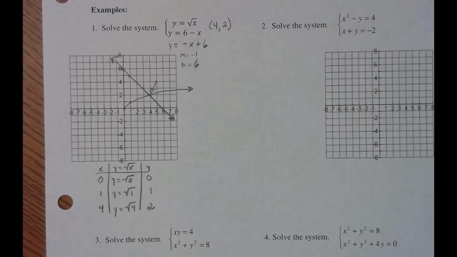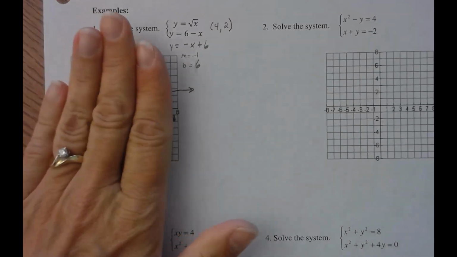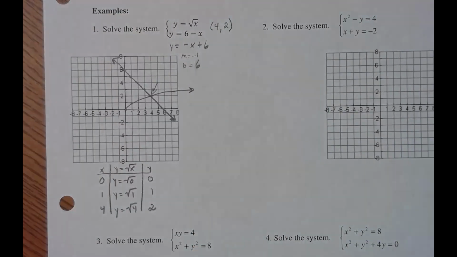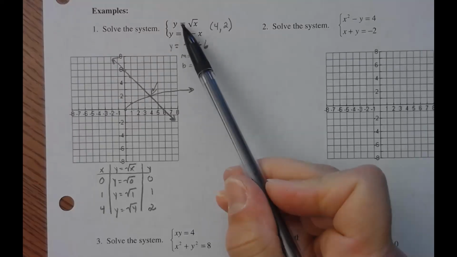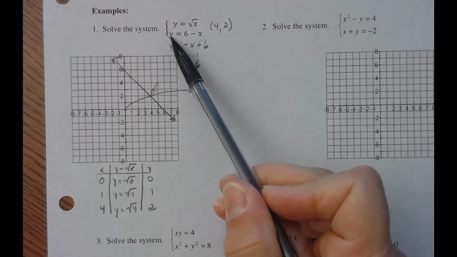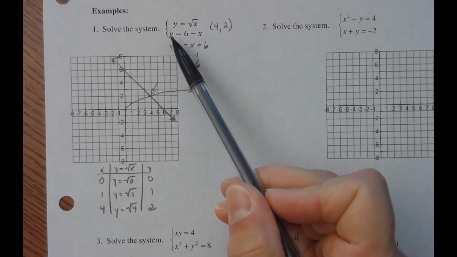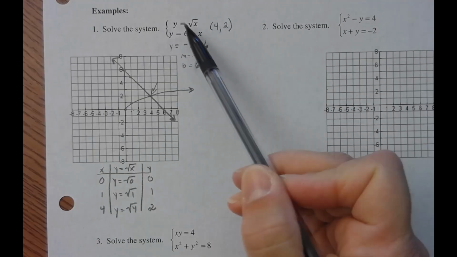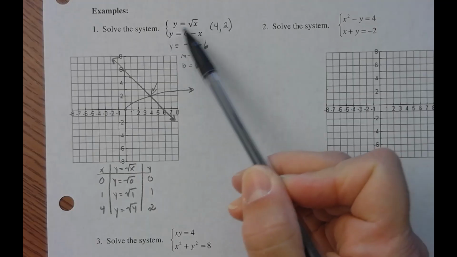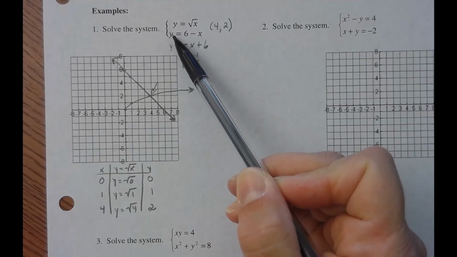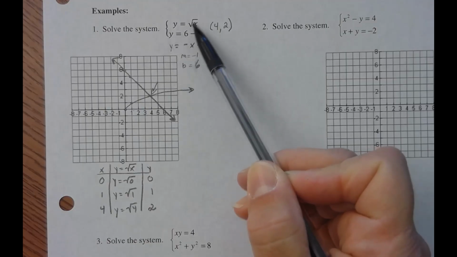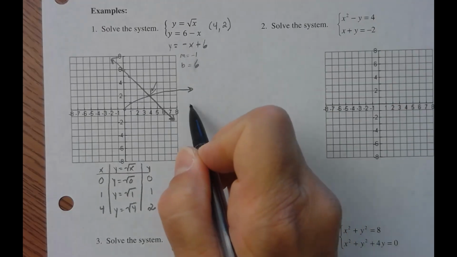When I solve this algebraically, so I'm going to pretend like I don't know what the solution is, I notice that both equations are solved for y. So I can use the substitution method. I can substitute root x in place of y. Another way to think about this is I can set them equal to each other. So here's the algebraic method.